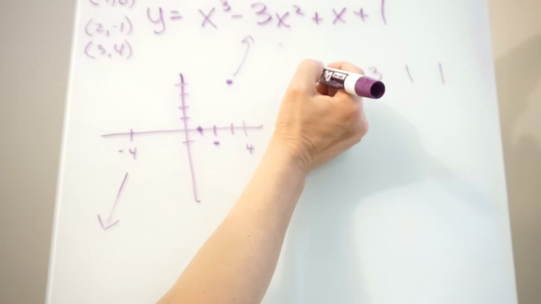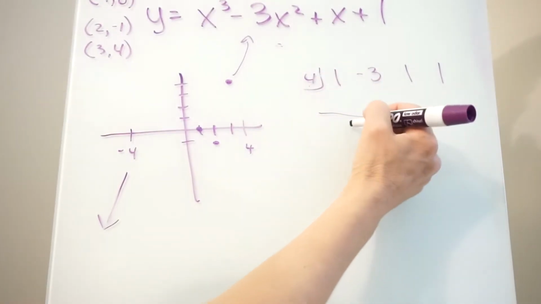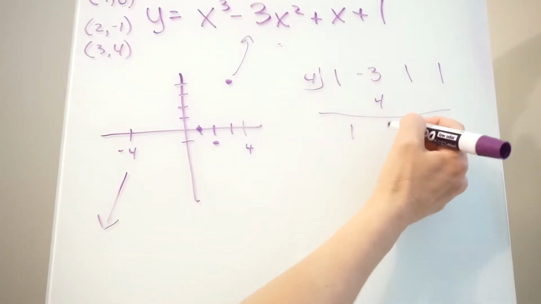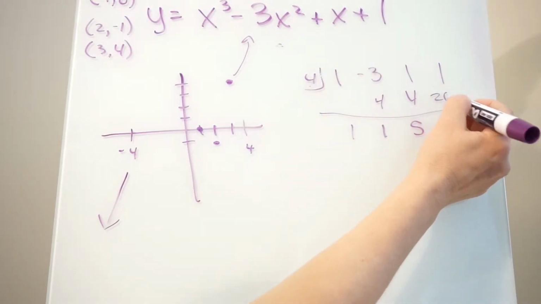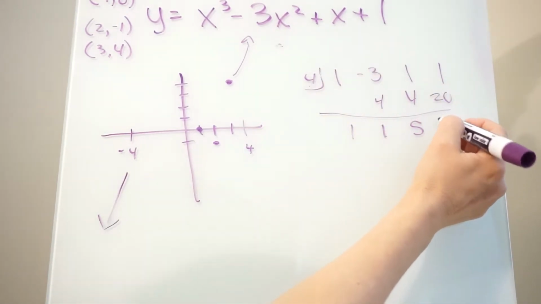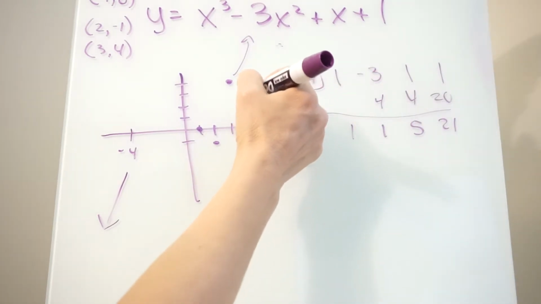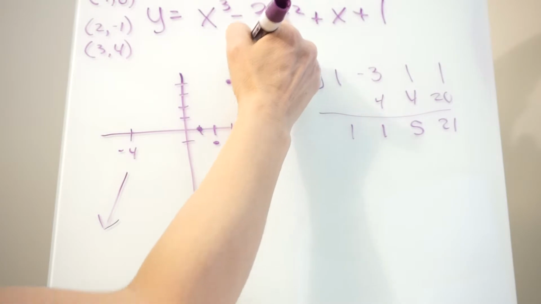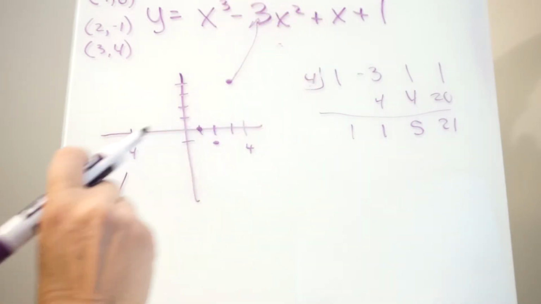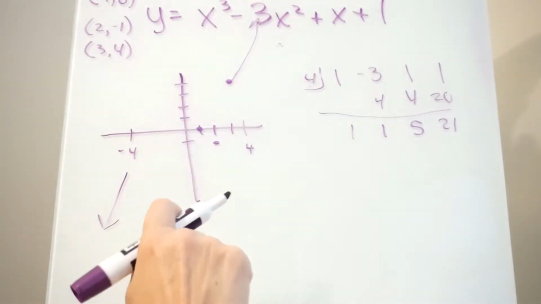And we'll try the point 4. 4, 1, 4, 5, 20, and 21. Okay, so we're seeing with 4, it's all the way up at 21, so it's going to increase pretty quickly there from that point. All right.